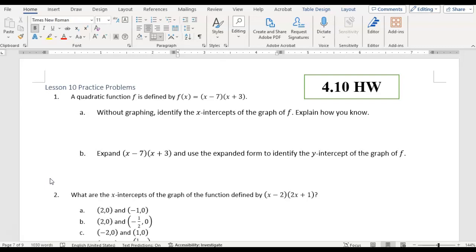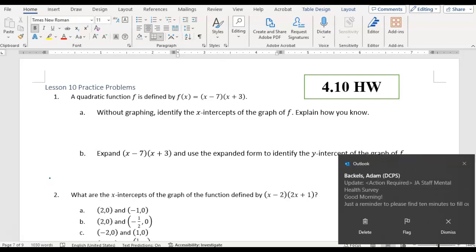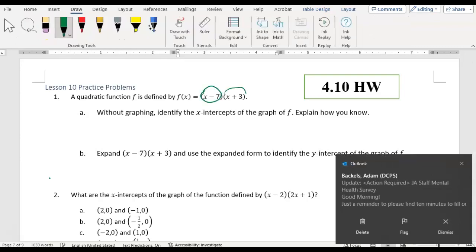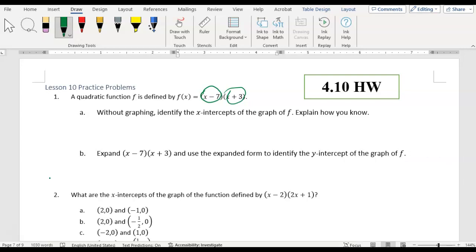So a quadratic function is defined as such. Without graphing, identify the x-intercepts of the graph of f. So to find them, we can set each one of these to 0, because when one of those is 0, that means y is 0, and so that's where it will cross the x-axis. So x minus 7 equals 0. Then we would add 7 to both sides, and we would get x equals 7. So that's one place where x equals 7 and y equals 0.